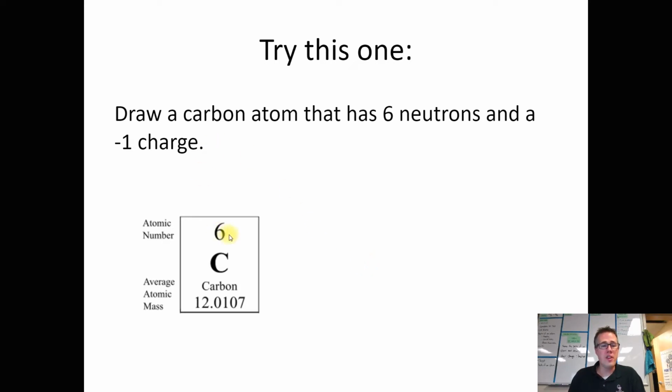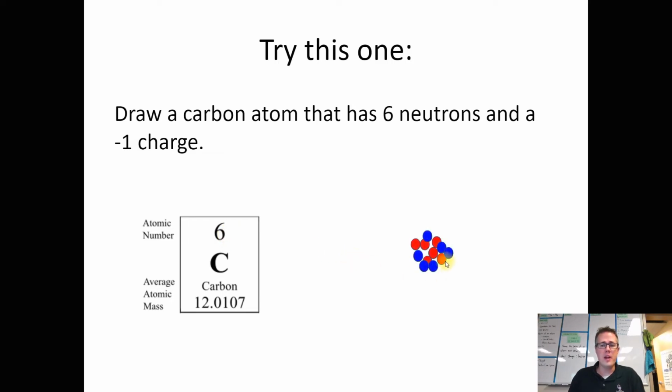So carbon, of course, has 6 protons because it's carbon. That's what makes it carbon. So it's going to have 6 pluses. Well, in order to be neutral, it would have to have 6 minuses as well. But this isn't neutral, this has a -1, which means that it has more minus than it does positive. We can't just take away a proton because then it wouldn't be carbon anymore. So we have to change the electrons.